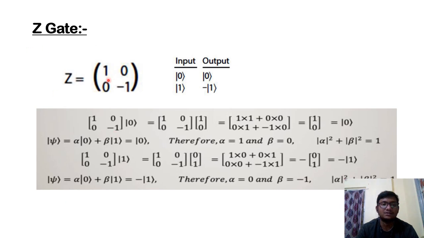Similarly, this is the Z gate, 1, 0, 0, minus 1. When the input is 0, the output is 0, and when the input is 1, it is minus 1. Apply this matrix to the 0 state or 1 state and you will get the respective values. This is just matrix multiplication. We know that the 0 state is 1, 0 and the 1 state is 0, 1. When we apply this Z gate to the 0 state, we multiply 1 into 1 plus 0 into 0, then 0 into 1 and minus 1 into 0, so we get the 0 state as output. But when we apply this Z gate to the 1 state, we get minus 1.